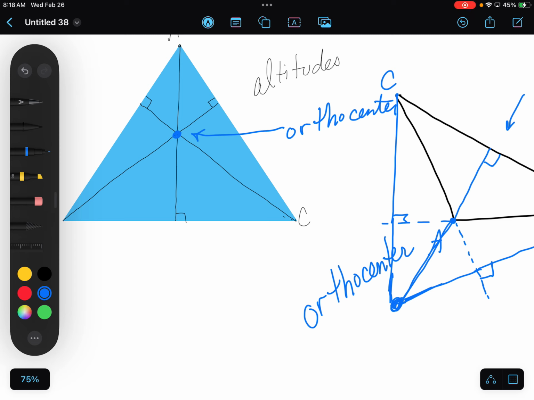And then in the pictures or in your notes packet, it says for acute triangles, that orthocenter is inside of it, like the one I have up there in blue. If it's a right triangle, it's going to be on the triangle. And I didn't make a right triangle, I made an obtuse and an acute. And then an obtuse is going to be outside of it.